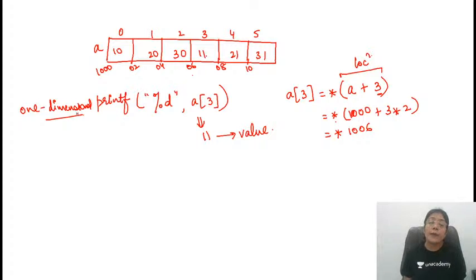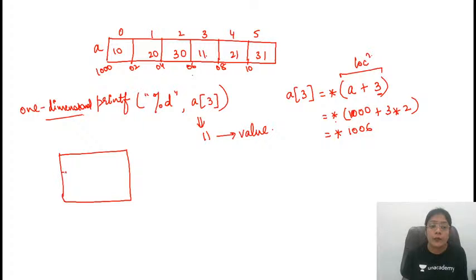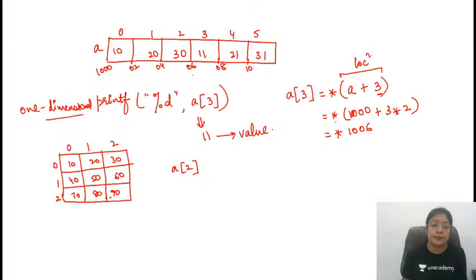But what if it's a two-dimensional array? Let me take the index values, column number 0, 1, 2, and I want to find out the value of something like a of 2. Here some elements are present: 10, 20, 30, 40, 50, 60, 70, 80 and 90. Now, if I write a of 2, it will be returning 30. But here what will it return?